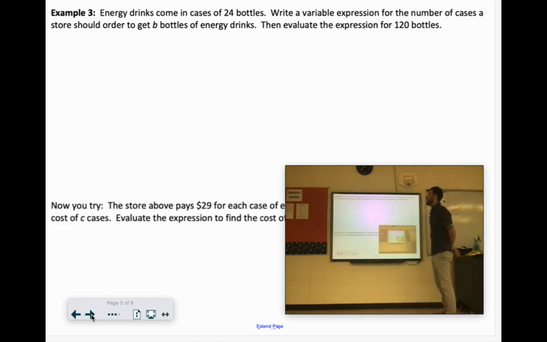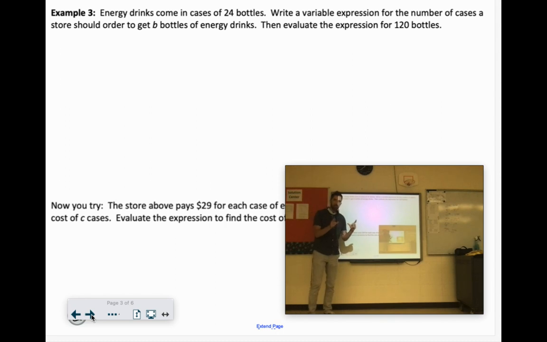Energy drinks come in cases of 24 bottles. Write an expression for the number of cases a store should order to get B bottles of energy drinks. Now, if we want 48 bottles, and every case has 24, that would be 2 cases, right? Because 24 times 2 would give us the 48 bottles that we need.